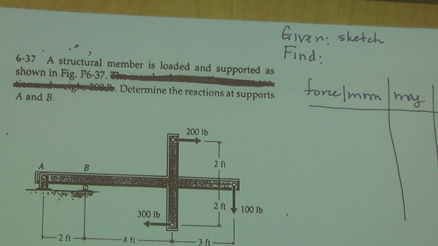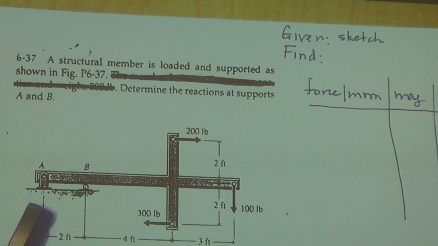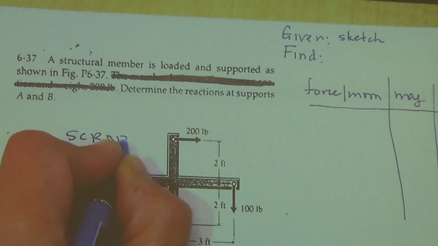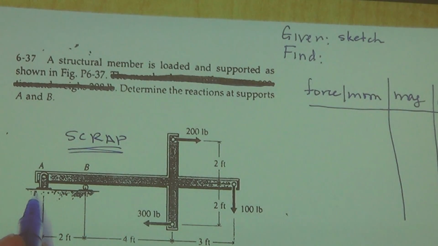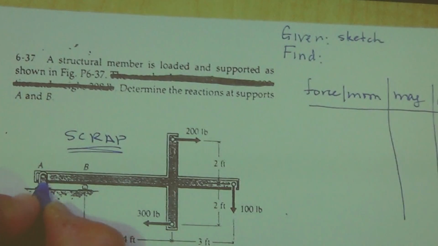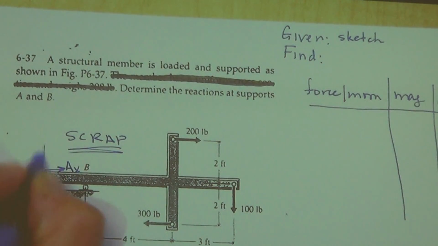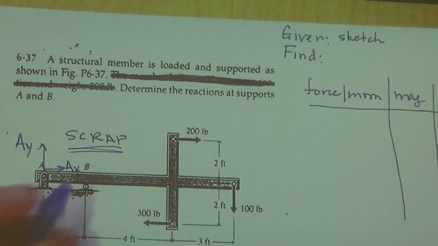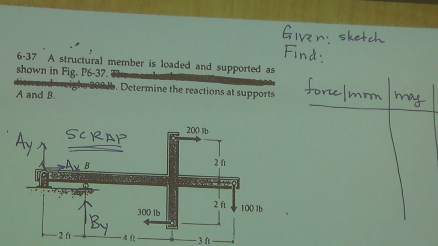Okay, what kind of support is that at A? A pin. What is that B? A roller. Okay, so what are the reactions of a pin? Remember, we're going to use this as scrap. What's the reactions at a pin? Force in the X and force in the Y. So there's an AX and an AY. And what's the reaction in a roller? Y only. BY. It's actually really just the normal, right? It's just resting on that ball.